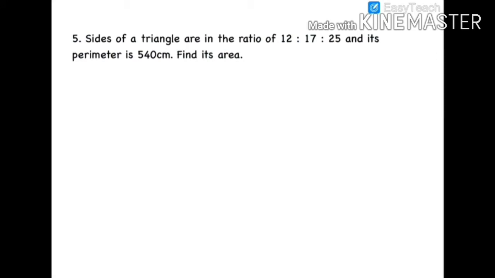Question number 5. Sides of a triangle are in the ratio 12:17:25 and its perimeter is 540 centimeters. So let's consider this triangle in which the sides are A, B and C. In this question, we are not given the sides, but we are given the ratio in which these sides are. And the perimeter of this triangle is also given, which is sum of these sides. So using this information, we can find all three sides.